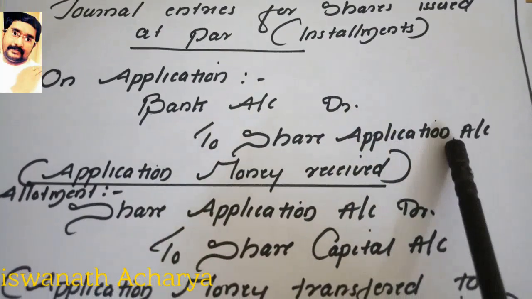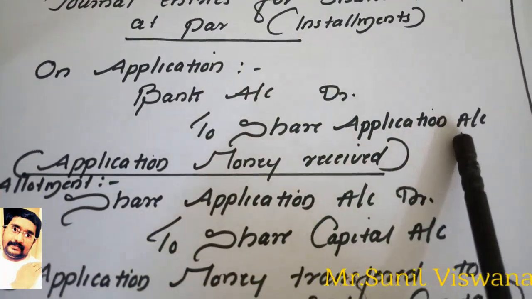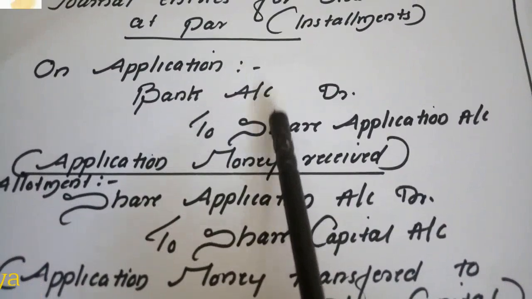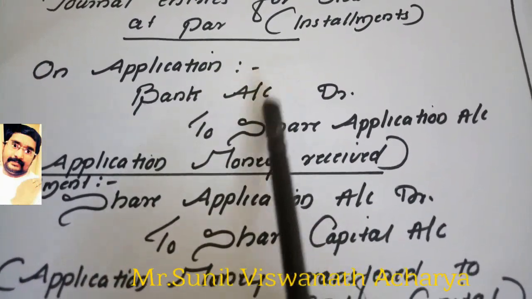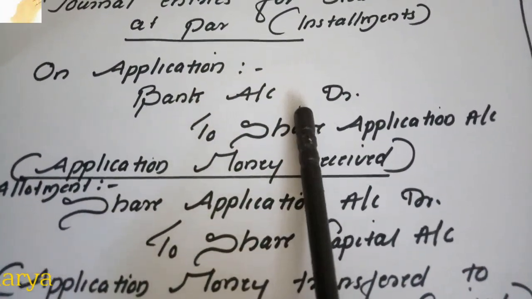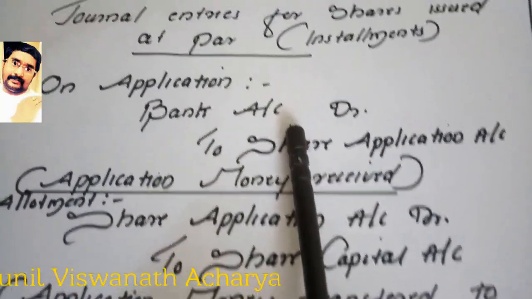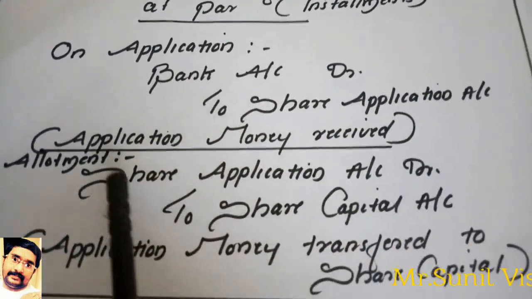In the example, 3 rupees is application money, 1000 shares at the rate of 3 rupees, 3000 rupees. So first we will receive the application money. That is why the bank entry came first. Always the company receives money through a nationalized bank only. Through the bank only they will receive the money. So bank account debtor to share application.